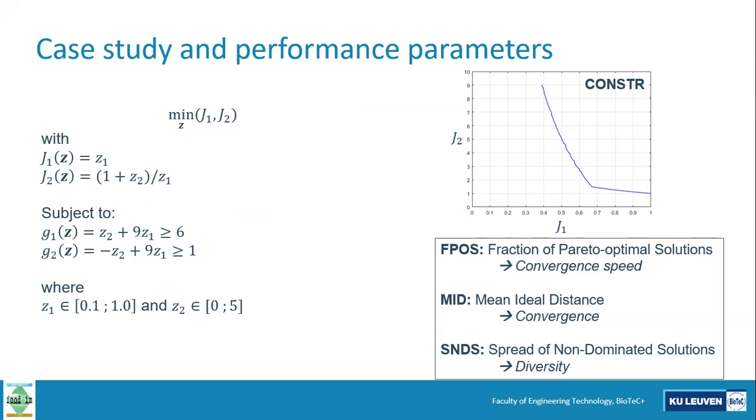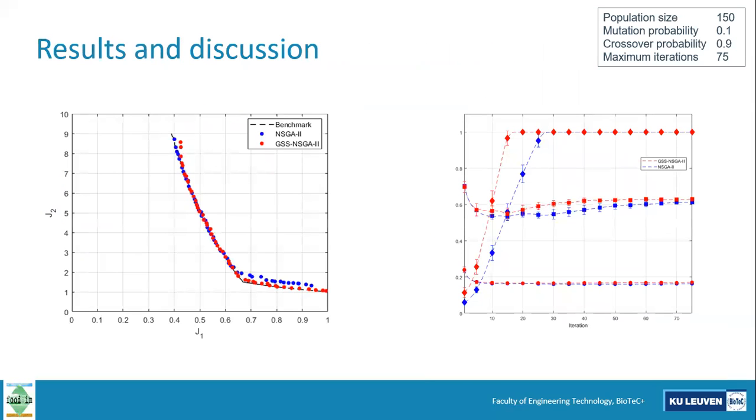Then we have the mean ideal distance, which gives an idea of convergence, and the spread of non-dominated solutions is used to quantify diversity. Now, if we look at the results, we can see that both algorithms are capable of approximating the Pareto front. The genderless sexual selection algorithm slightly outperforms NSG2 here on this plateau. Now, if we look at the evolution of the performance parameters, we can see more profound differences.